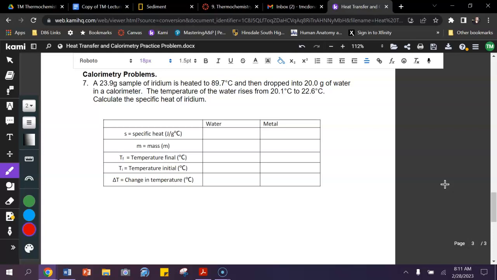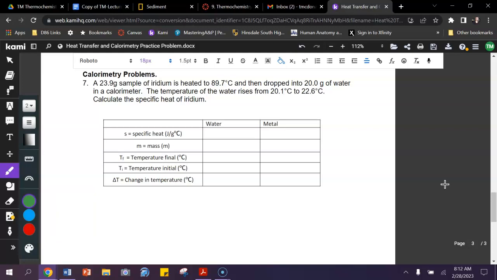So let's start by reading our problem, and then we're going to fill out the data table with the information that we have from the problem. A 23.9 gram sample of iridium is heated to 89.7 degrees and then dropped into 20 grams of water in a calorimeter. The temperature of the water rises from 20.1 degrees Celsius to 22.6 degrees Celsius. Calculate the specific heat of the iridium. Okay, so that's our problem. Let's fill out our data table here.